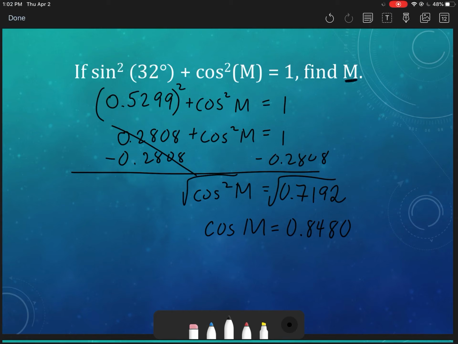Now they're telling us to find m. They don't want us to find the cosine of m, they want us to find m. So what they're asking for is the number of degrees. What we're going to do then is take 0.8480 and plug that into the calculator. We're going to use cosine to the -1 of 0.8480. Hit enter, and what we get is 32. It's going to be 32.00519 and so forth, but it should be 32 degrees.